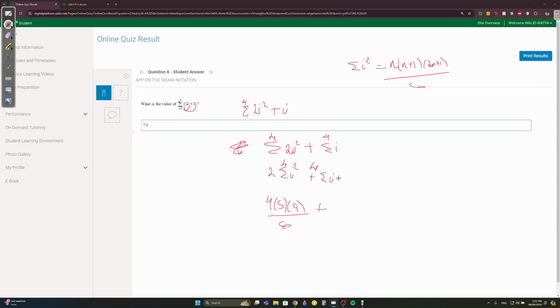Plus sigma i, you have this 2 outside, huh? Plus sigma i will be n times n plus 1 over 2. So it's going to be 4, 5 over 2. You cancel this with this, 3 comes down, 2 up. This with this becomes 3. 6 times 5, 30, 30 times 2, 60. Plus 2 times 5 is 10, so 70.